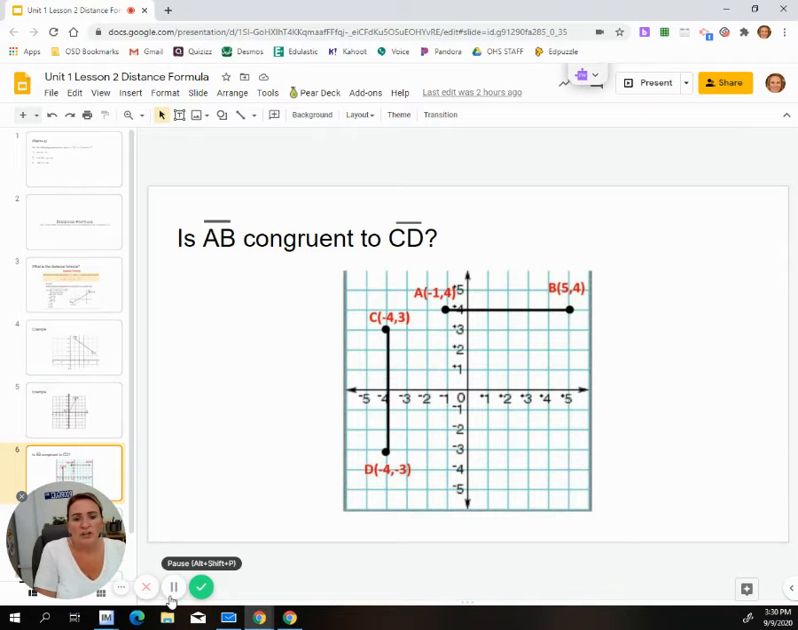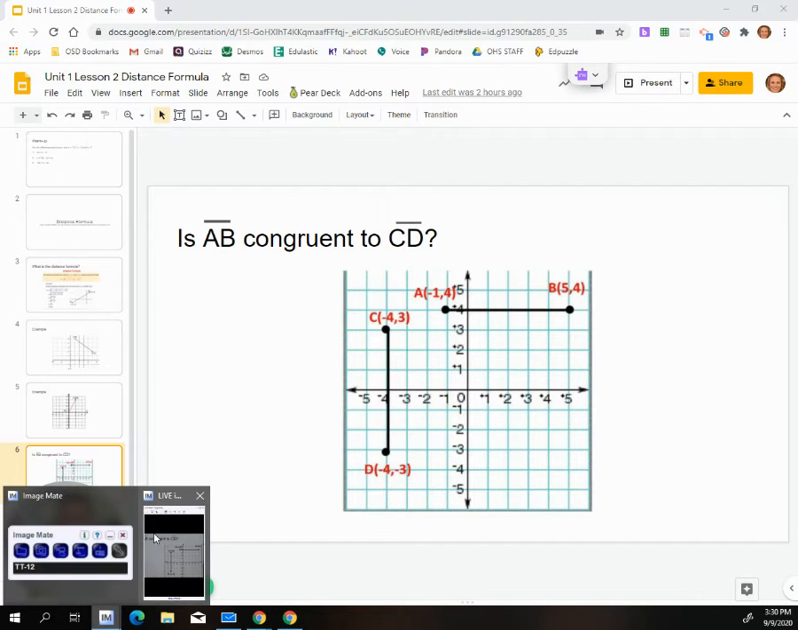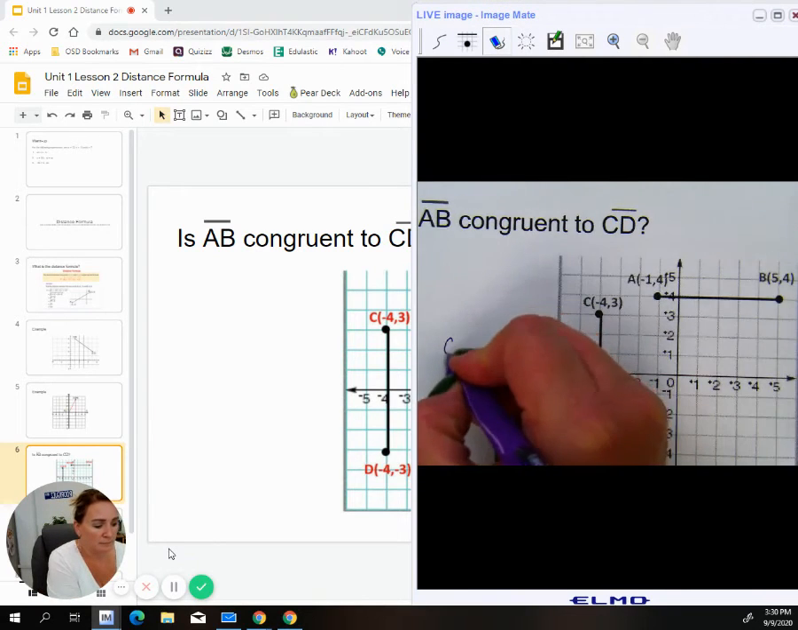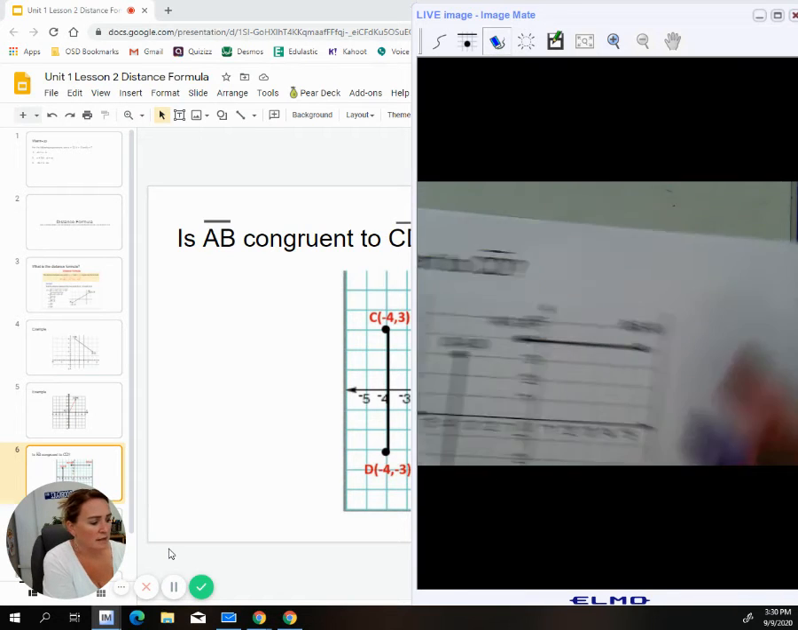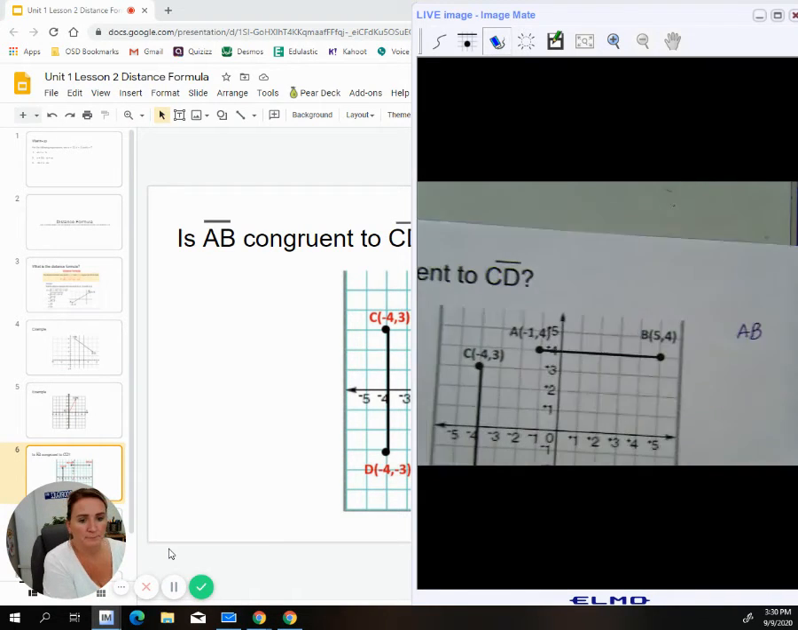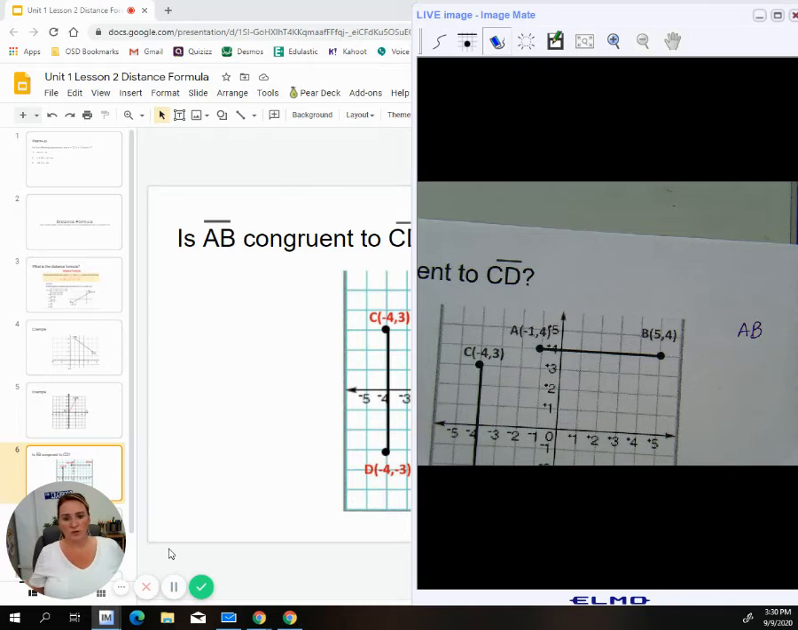Okay, so the next thing we're going to do is determine if two things are congruent. The way we're going to do that is we have to find the distance of both segments and make sure that they are equal. That means that you are going to have to do two sets of the distance formula, one for each segment. In this case, we are going to be working on segment CD and segment AB. Doesn't matter which one you do first. It's totally up to you.